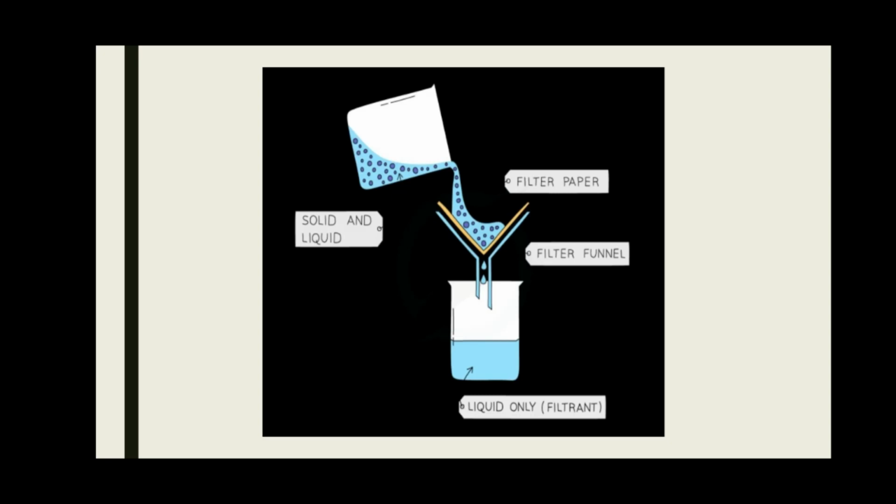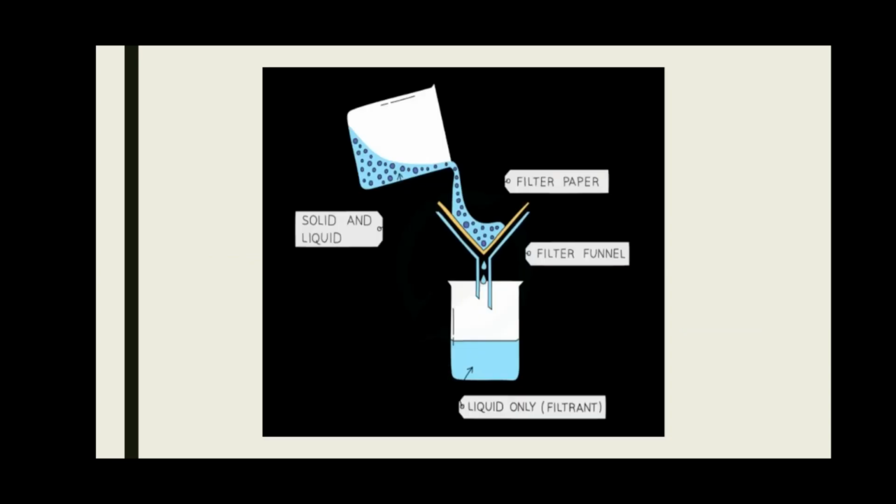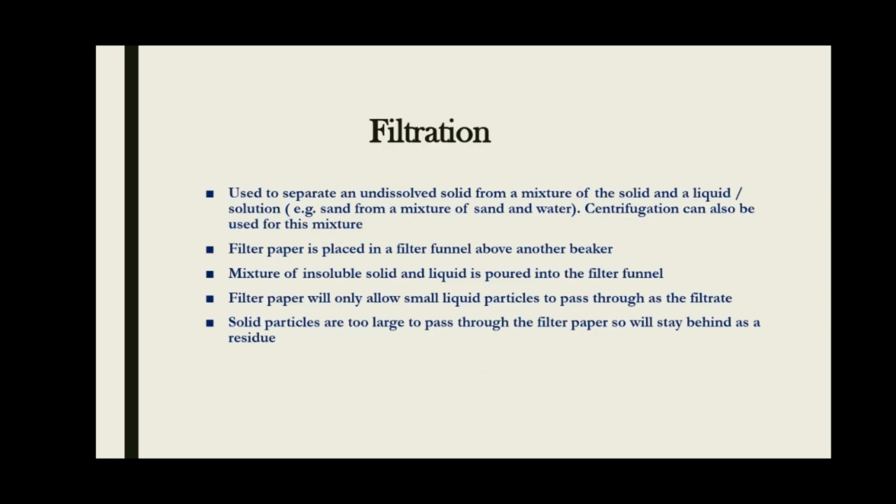Now you can see here clearly that I have the mixture of the solid and a liquid, and I am pouring that mixture, in this case the mixture of sand and water, and I'm trying to separate sand, that undissolved solid, from that mixture of sand and water. Initially I will pour it into the filter funnel, and here you can see the filter funnel, and there is a filter paper in that filter funnel. What will happen here now?